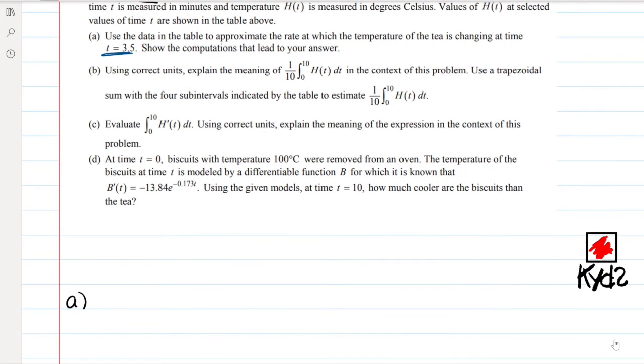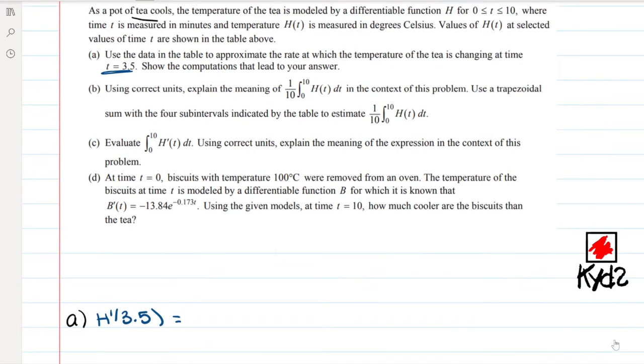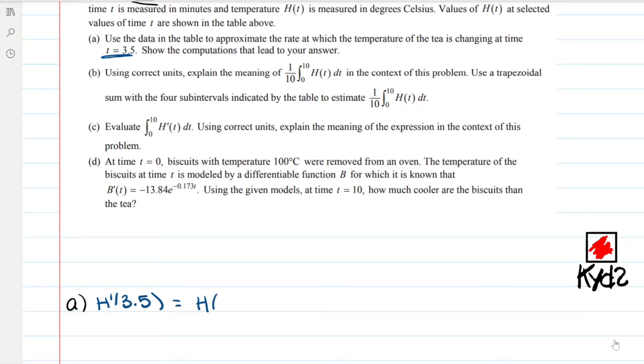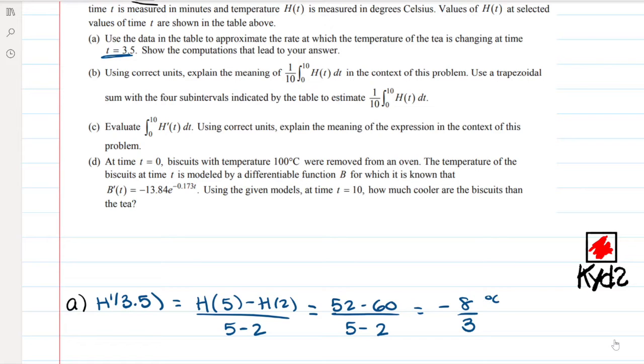So we want to find H prime of 3.5. That's our goal here. So it's going to be H of 5 minus H of 2 divided by 5 minus 2. That's our average rate of change formula. So we have 52 minus 60 over 5 minus 2. And that's going to give me negative 8/3 degrees Celsius per minute. Cool. That's it for part A.